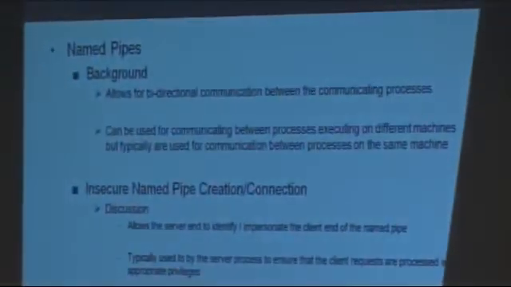The other part of this is named pipe hijacking, and it's similar to sockets. Named pipes are another inter-process communication primitive, similar to sockets. Sockets are more widely used, but named pipes are fairly widely used as well. They also allow bidirectional communication between processes running on different machines. Typically, though, named pipes are used to communicate between processes running on the same machine, but you could have named pipes communicate across machines.